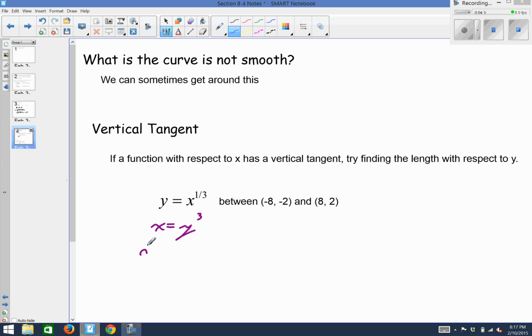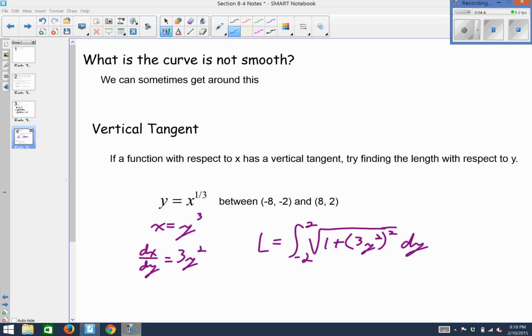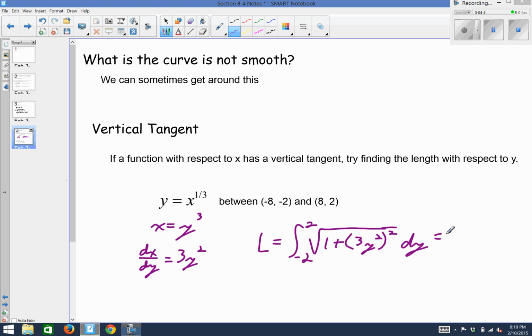So then my dx/dy would be 3y squared. And so the length would be my integral of the square root of 1 plus the 3y squared, squared. And this is now with respect to y, so that means everything, including my bounds, are y's. And so my bounds are going to be the y values from -2 to 2. And this is going to equal 17.261.